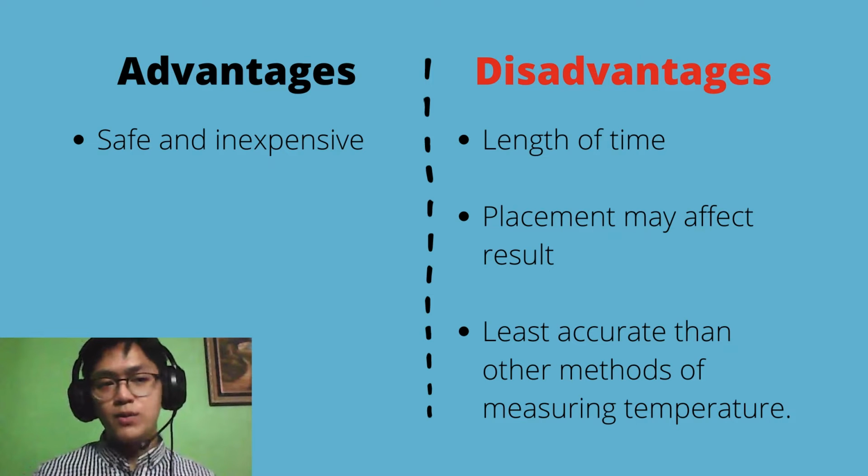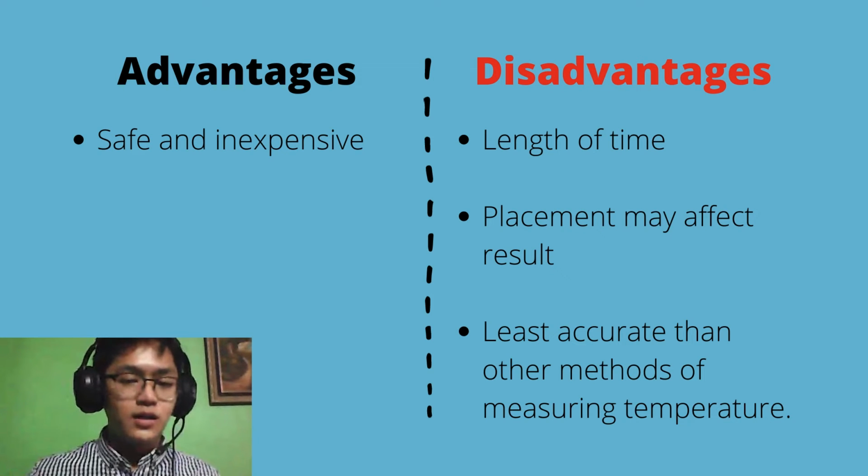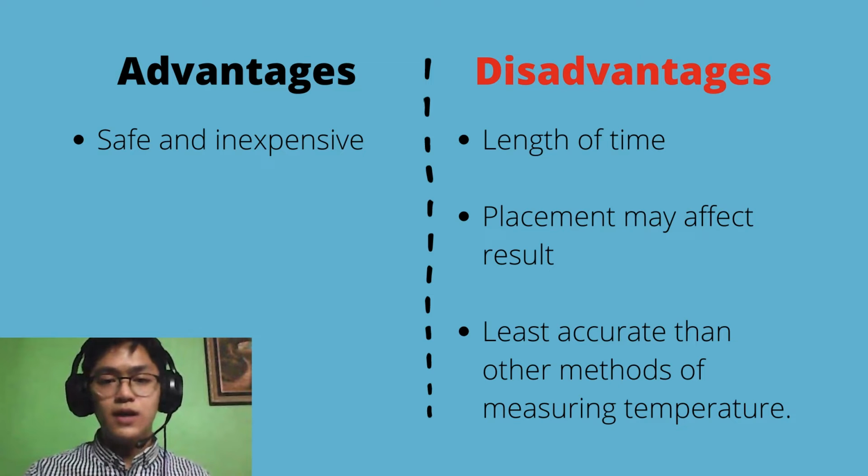And if you're going to ask me what is the most accurate body temperature reading or method, it is via oral. Second is via anal or indirectum. And that's it for the advantages and disadvantages.